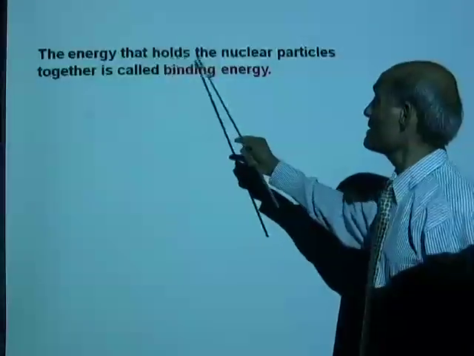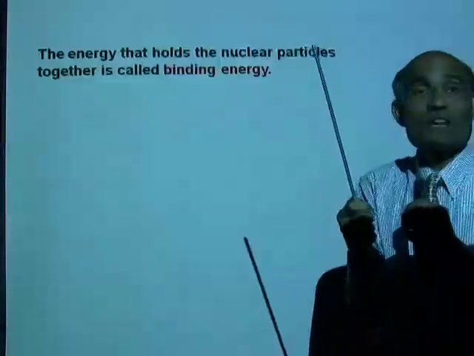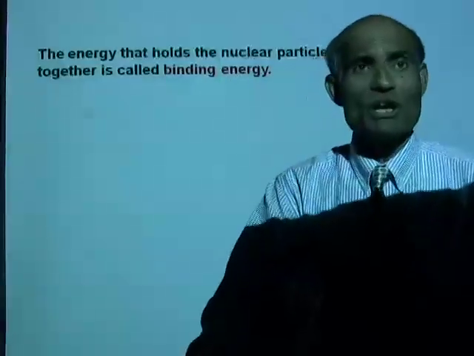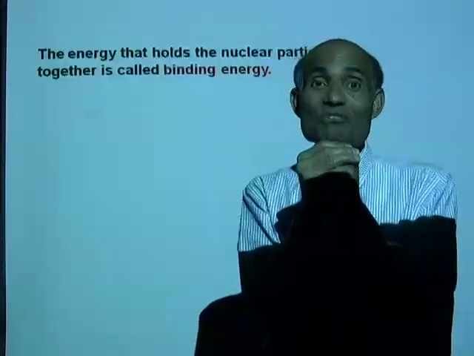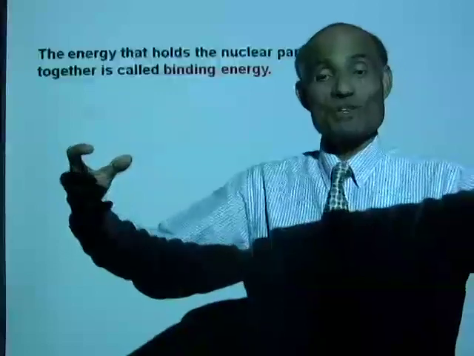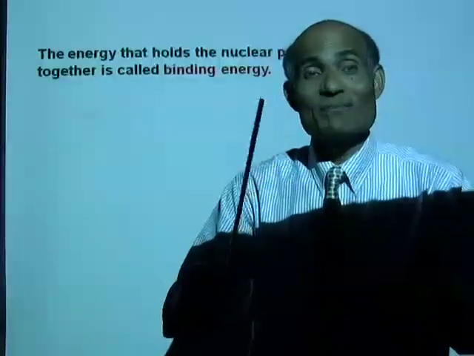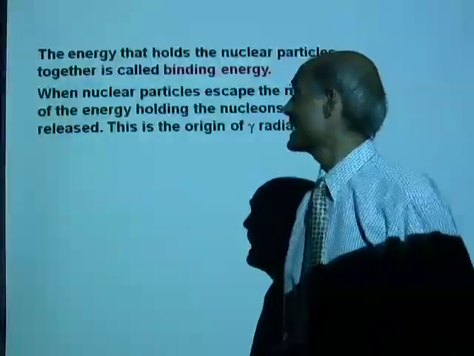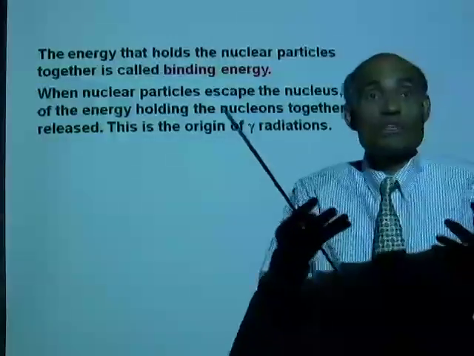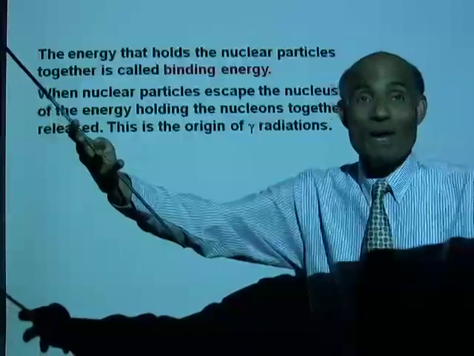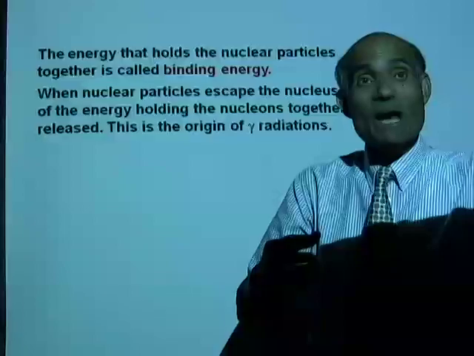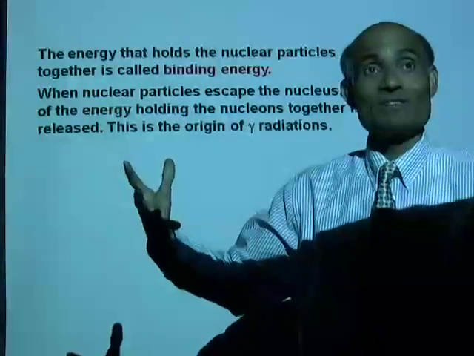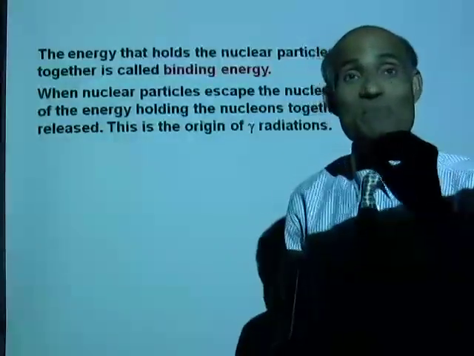Well, that's an important concept. The energy that holds the nuclear particles together is called the binding energy. And where does that energy come from? It comes from the equivalent energy of the mass lost; the mass defect contributes to the binding energy. If nuclear particles are taken out of the nucleus, then a part of this binding energy must also come out. And that is actually the origin of gamma radiation.